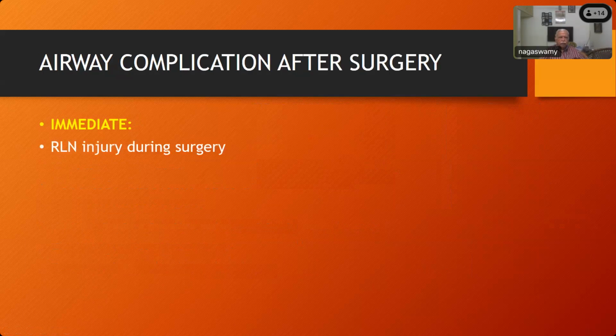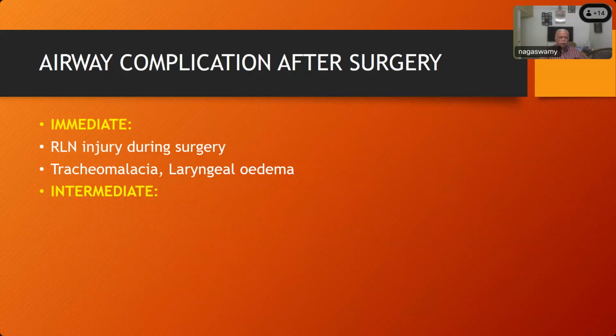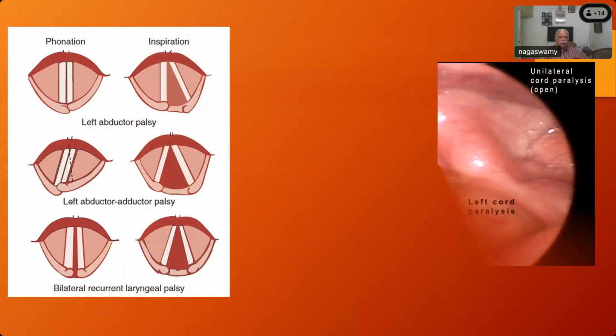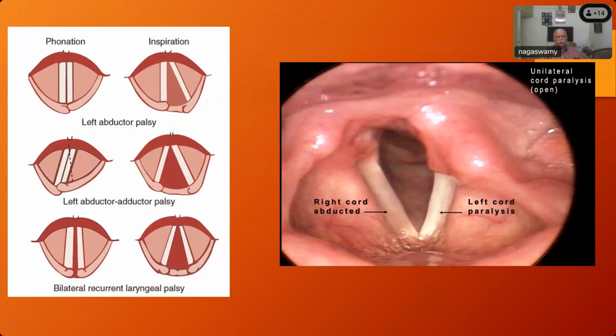Airway complications: immediate or recurrent laryngeal nerve injury, tracheomalacia, laryngeal edema. Intermediate complications: hematoma. Late complication is hypocalcemia. So they may ask you about the various types of recurrent laryngeal injury. The most dangerous is the partial bilateral injury, which will cause a complete adduction. Okay? So that is what you have to read about.